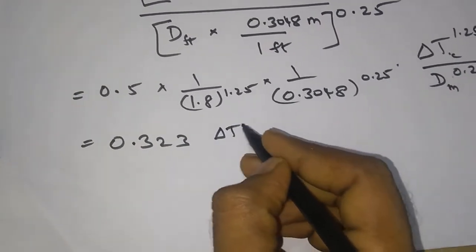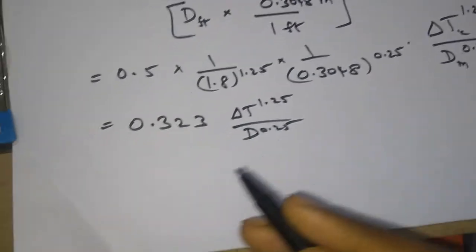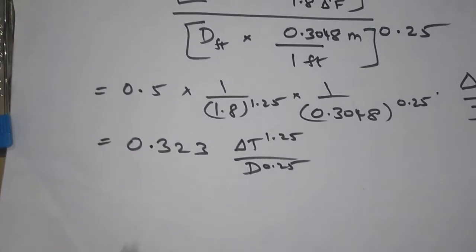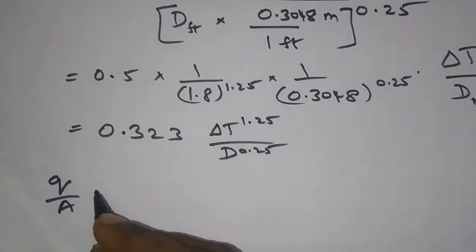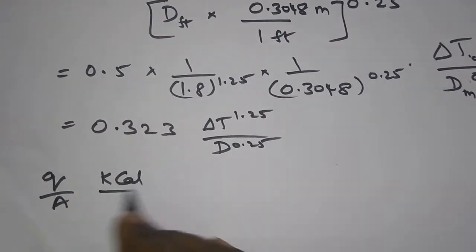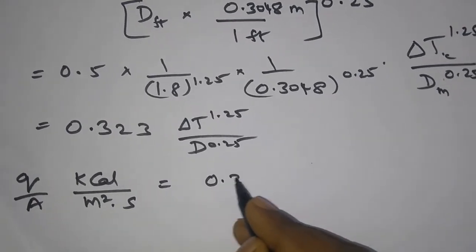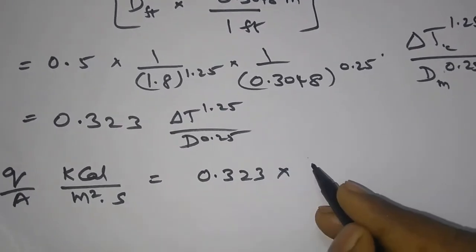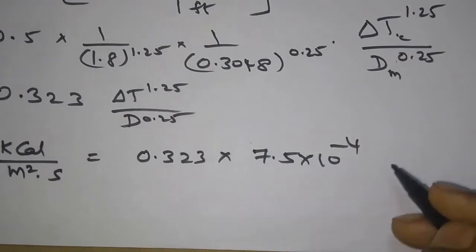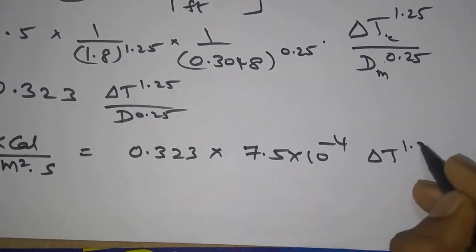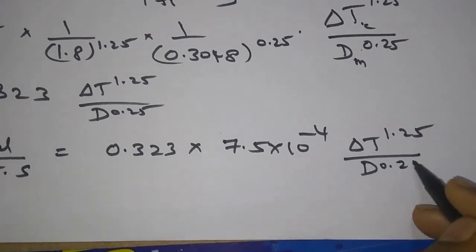0.323 delta T power 1.25 by D power 0.25. So to equate, what we have to do? On the left hand side, we are multiplying by a factor of 7.5 into 10 power minus 4 to get it in kilocalories per meter square per second. So we have to multiply 0.323 into 7.5 into 10 power minus 4 delta T power 1.25 divided by D power 0.25.